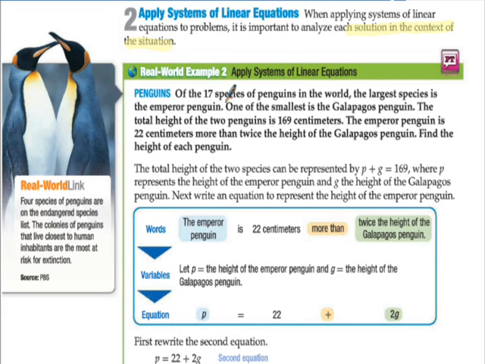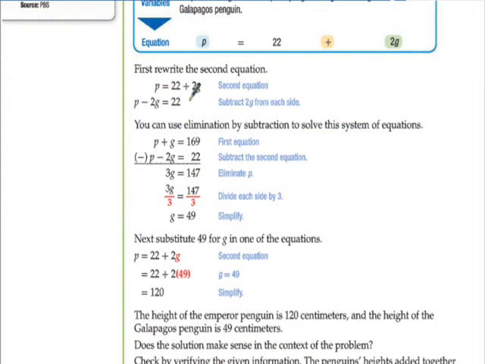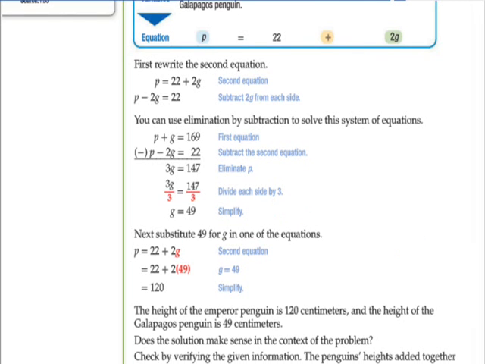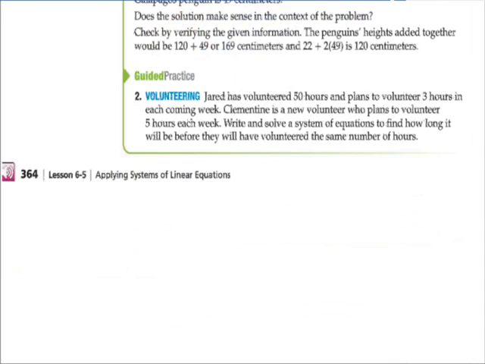This example talks about, for those that don't know, there are 17 species of penguins in the world. The largest, of course, is the emperor penguin, made mostly famous by Happy Feet. One of the smallest is the Galapagos penguin. The total height of the 2 penguins is this, and then the emperor penguin is 22 centimeters more than twice the height of the Galapagos. Find the height of each penguin. So we set this up. We set up the 2 equations, and let's see. They used elimination, and then you substitute that back in, and we have the heights of the 2 different penguins. Okay, and it's easy to check by verifying.